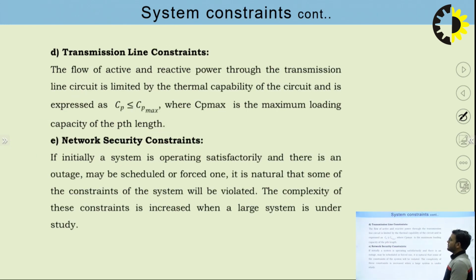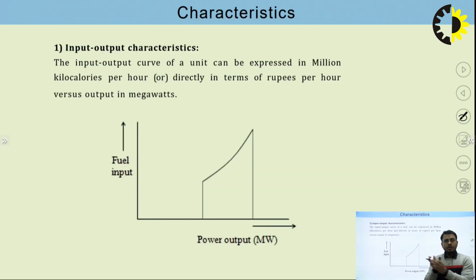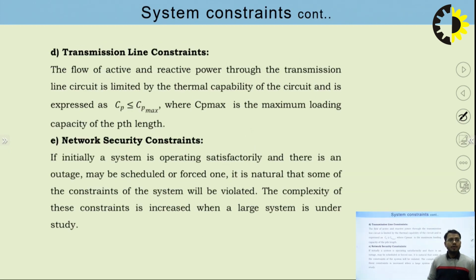Now transmission line constraints. So what are the transmission line constraints? Transmission is basically the amount of power which is transmitted from generation to the distribution. The flow of the active and the reactive power through the transmission line circuit is limited by the thermal capability of the circuit, which is expressed as Cp must be less than or equal to Cp maximum.